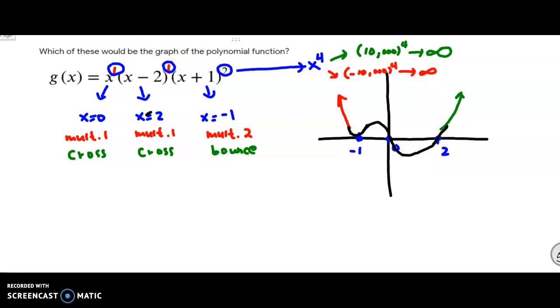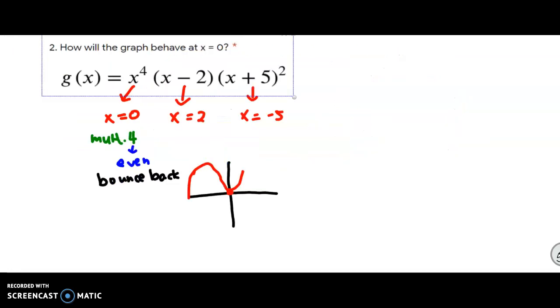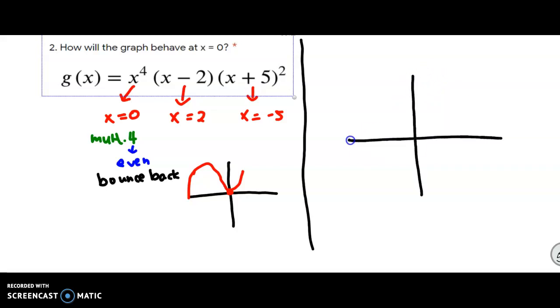So let's actually try this one. Let's draw this a little bit more accurately. I have this, here are my x-intercepts. So these are my x-intercepts labeled for you.